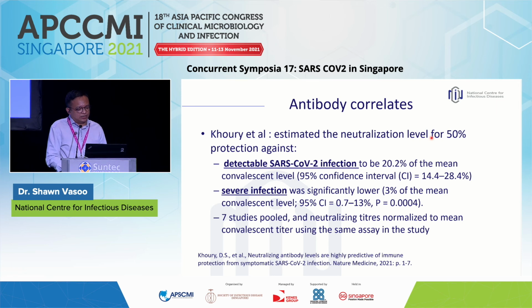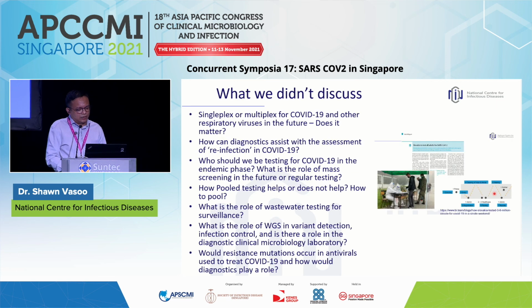I just point you to a study here by Khoury et al. on detectable SARS-CoV-2 infection. The neutralization level that they put together was that for protection against detectable SARS-CoV-2 infection, we needed it to be about 20% of the mean convalescent levels of the standard. For severe infection, actually it went pretty low. You needed 3% of the convalescent level from the standard which they use. In this study, they pulled together various studies and normalized it to the mean convalescent titer. So I'll point you to this study for further information.